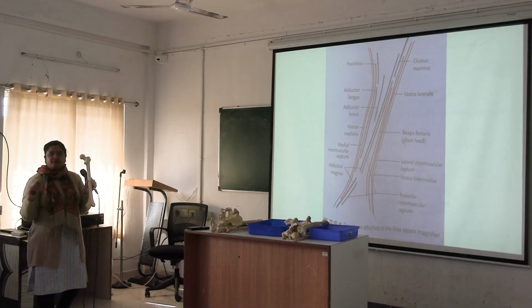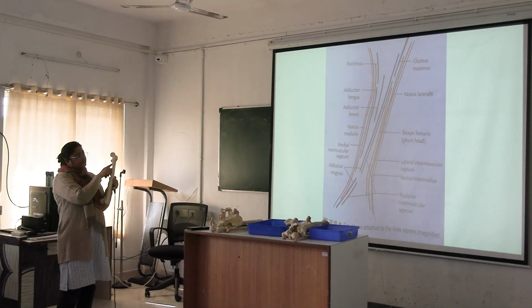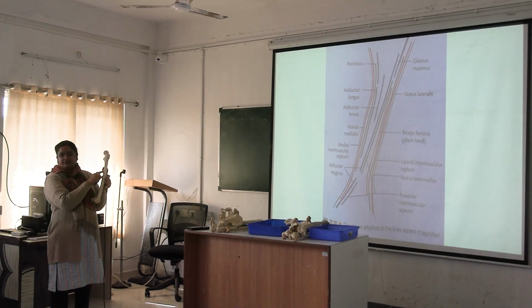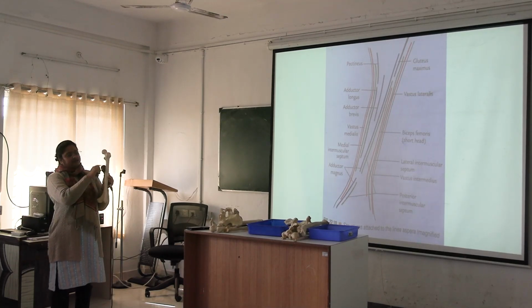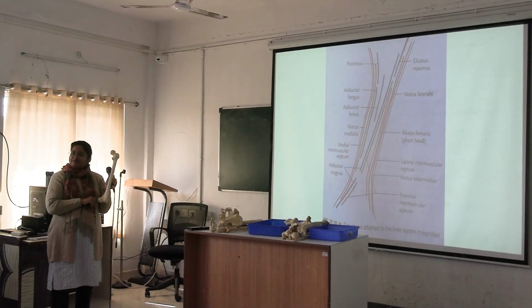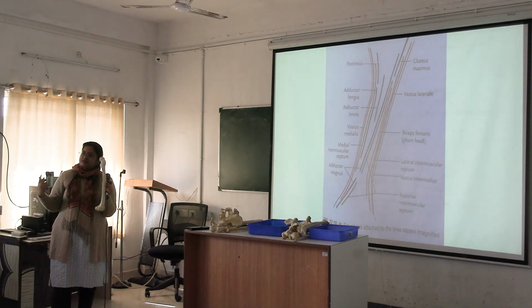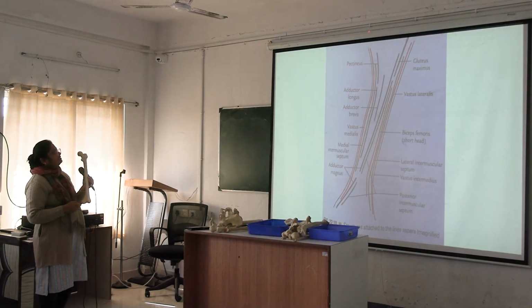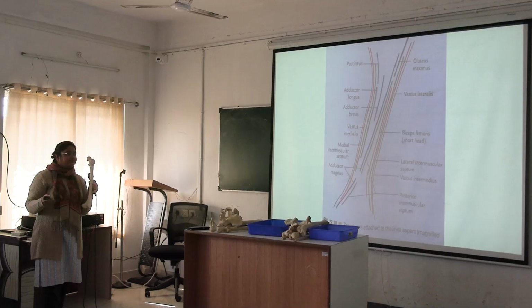Where is the attachment? You must remember: lower part of the intertrochanteric line, then in front of the pectineal line, then extending along the medial lip of linea aspera downward up to this epicondyle. So this whole line gives attachment to vastus medialis. Next there will be one septum, the medial intermuscular septum.